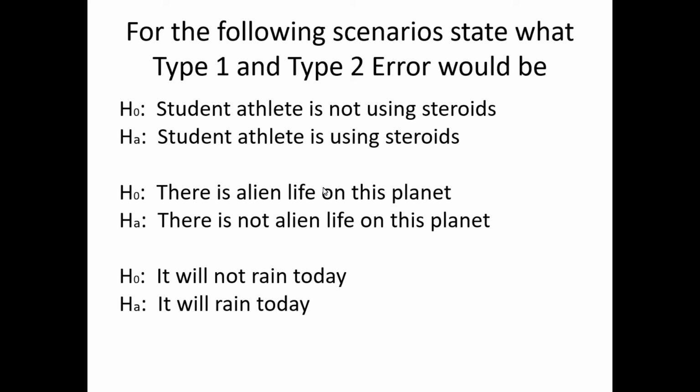Again, I'm hoping that you can see that both of these situations are bad. You definitely don't want to accuse somebody of doing something that they aren't doing, but you also don't want to let certain athletes compete on a playing field that's not fair, where they have an advantage over the other athletes. I want you guys to try for the second and third example to figure out what would a type 1 error be in this situation, what would a type 2 error be. Give you some time to work on it.